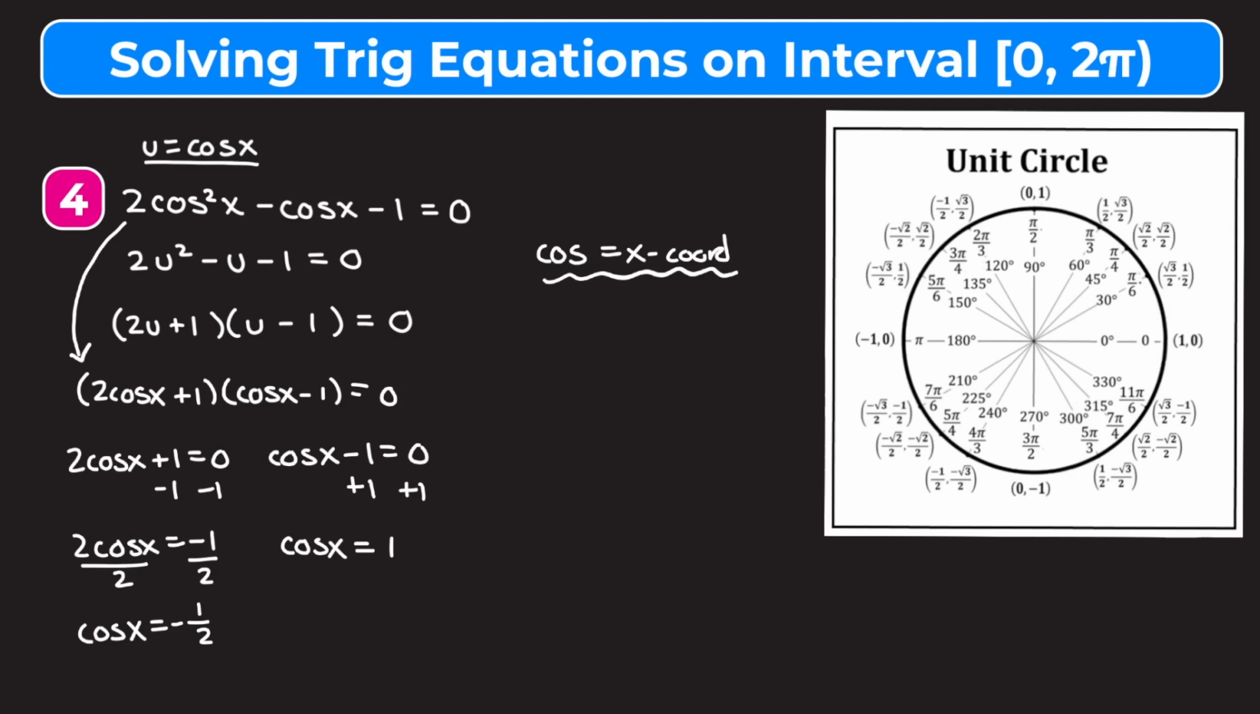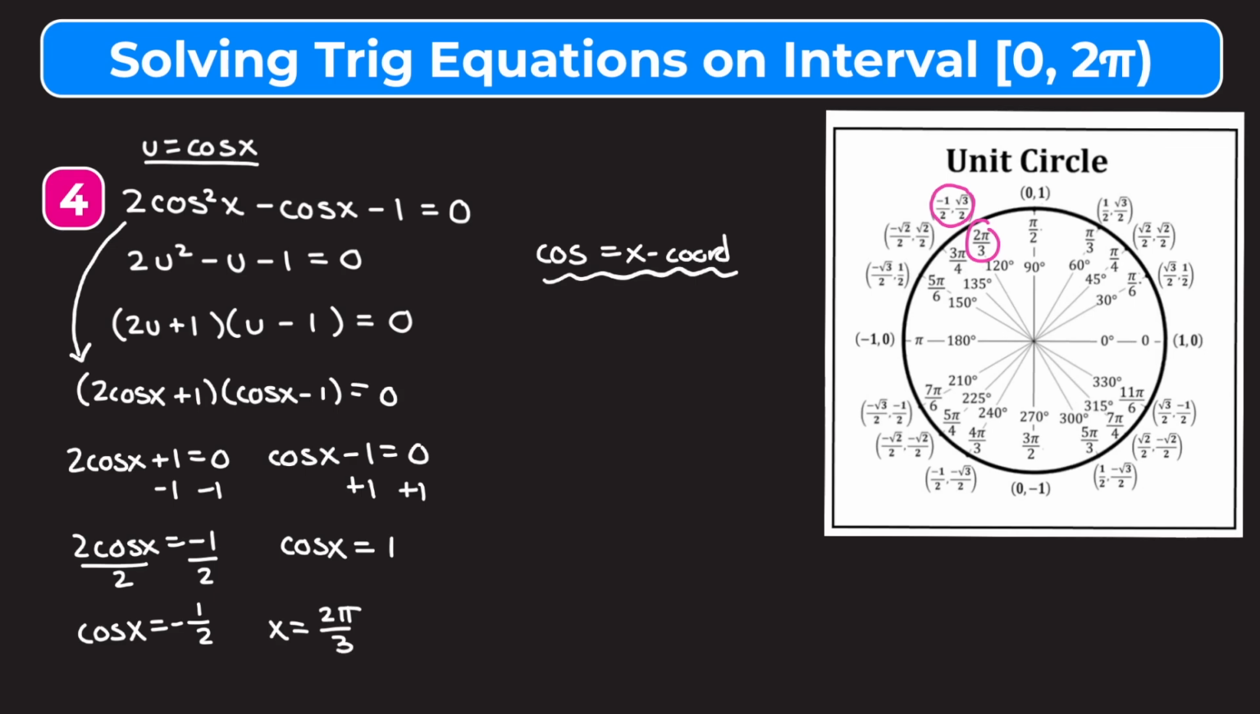So if we're solving cosine of x is equal to -1/2, we want to know when is our x-coordinate -1/2. Since we're looking for a negative x-coordinate, we're only looking in quadrants 2 and 3. So we're going to get this point right here, which is 2 pi over 3. So we get that x is equal to 2 pi over 3.